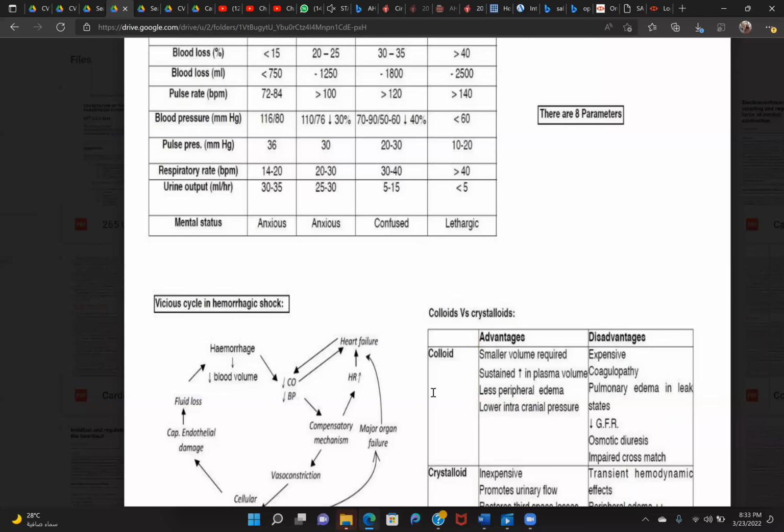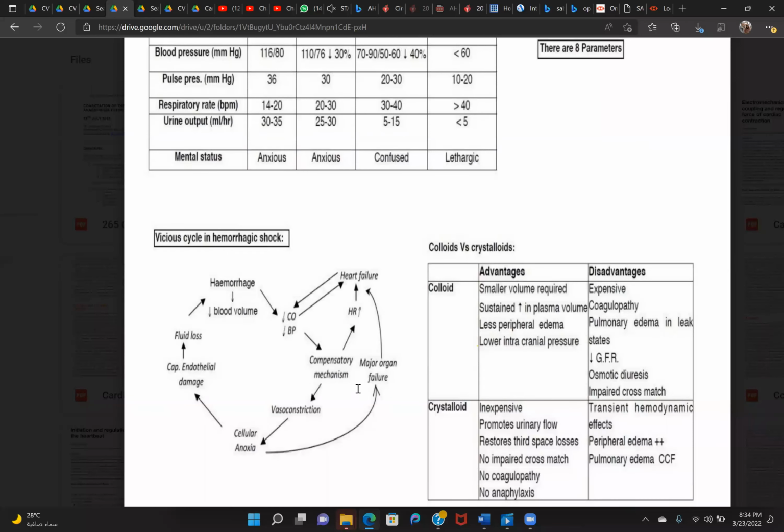Okay, so we discussed hemorrhage, decreased blood volume, and decreased cardiac output, and this is the response, the compensatory mechanism: vasoconstriction, cellular anoxia. This is how the vicious cycle occurs. So, a few words about colloid versus crystalloid. That's what I was about to discuss. What would you prefer, colloids or crystalloids?